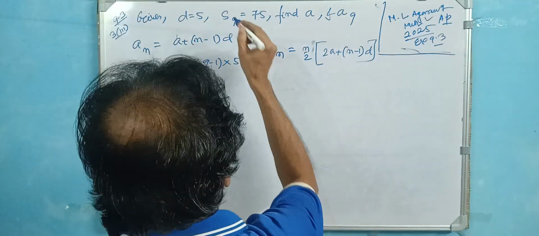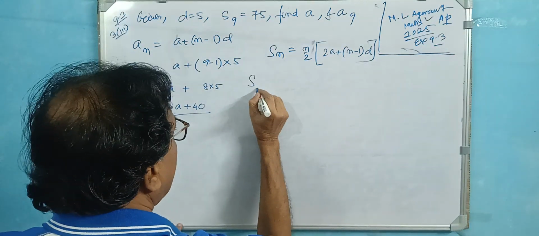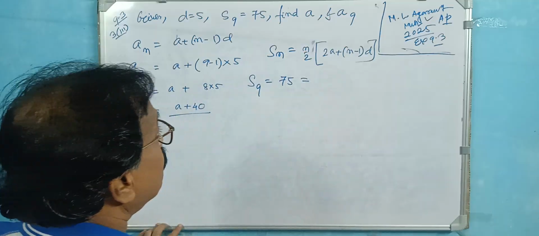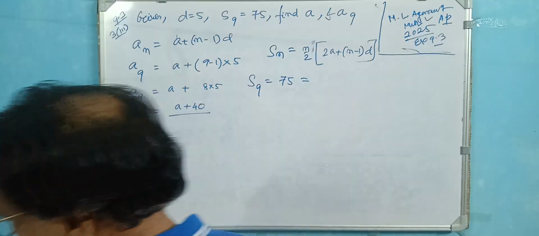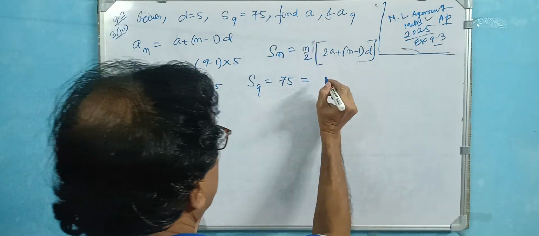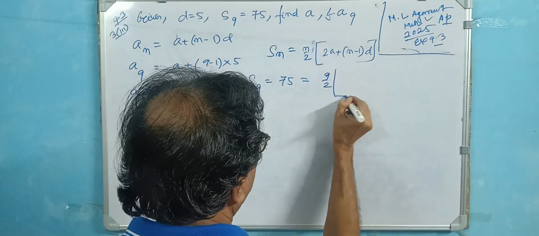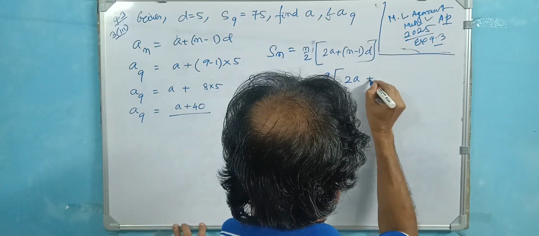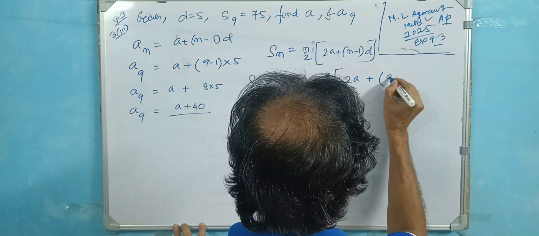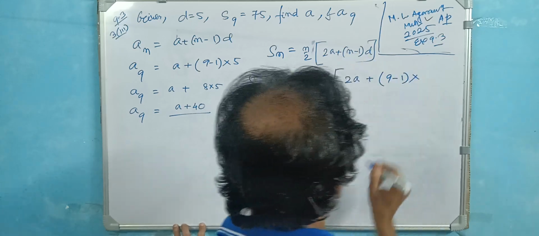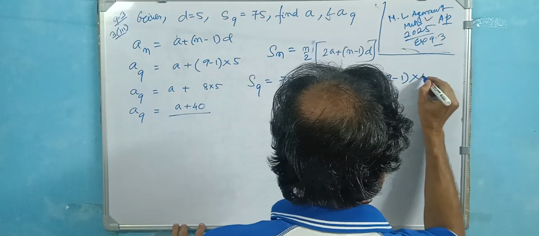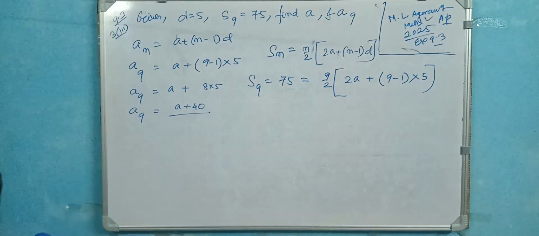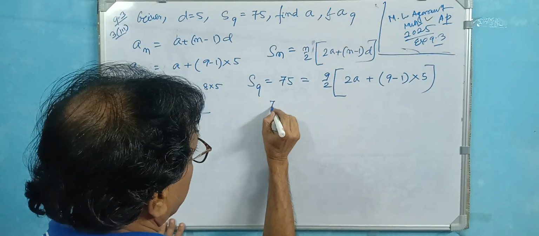So here is S_n, that means S9 actually. Here it is 75. What is the number of terms? n is 9. So 9 by 2 bracket twice a. You don't know the value of a. Plus you know the value of n, n is 9, 9 minus 1. And you know the value of d, d is 5. Clear?